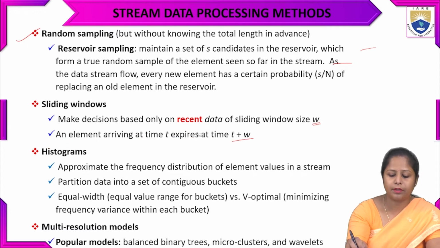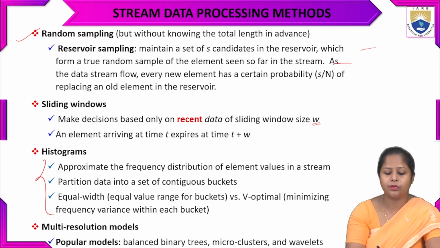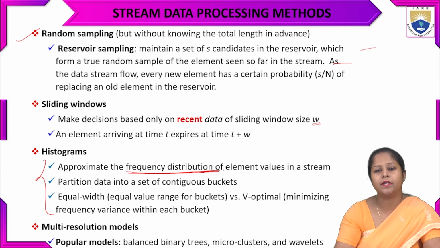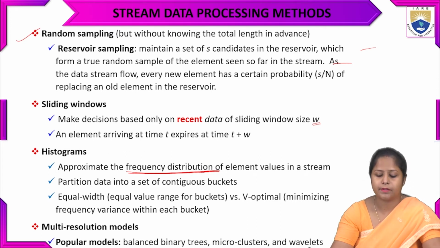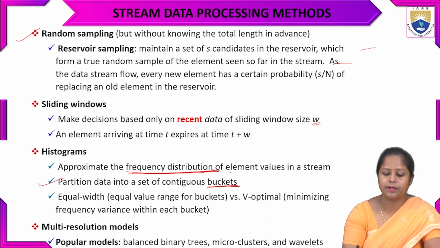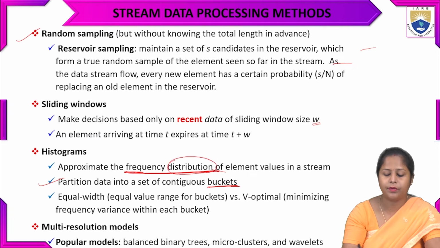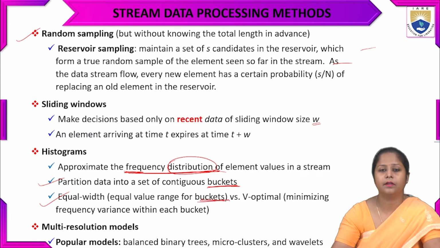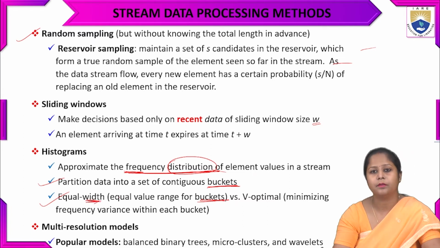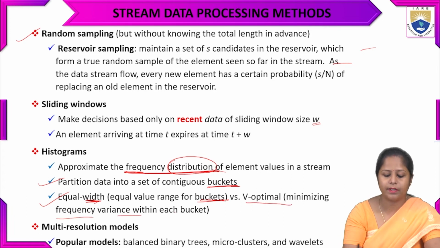Histogram is also one method. In it we need to approximate the frequency distribution of element values in a stream. So here we need to find the frequency distribution for the elements present in the data stream. After that, we need to partition the data into a set of contiguous blocks, which we call buckets. What is frequency distribution? That is nothing but the data distribution by frequency, right? After that, we make equal width buckets, that is, an equal value range for each bucket, versus V-optimal, minimizing frequency variance within each bucket.